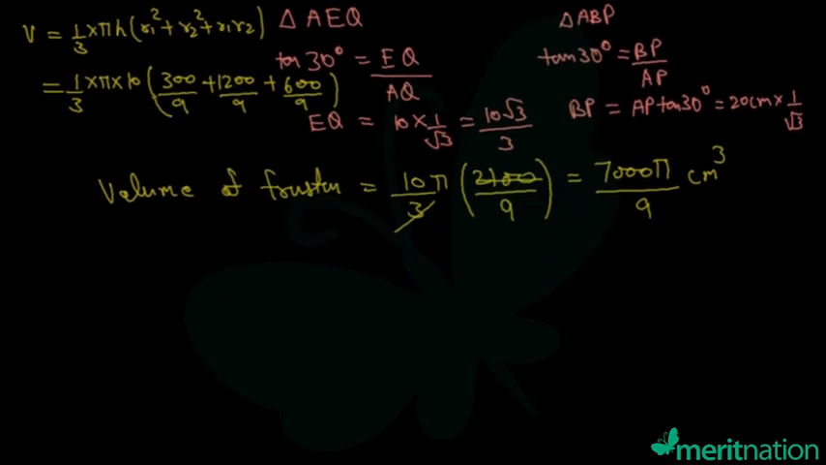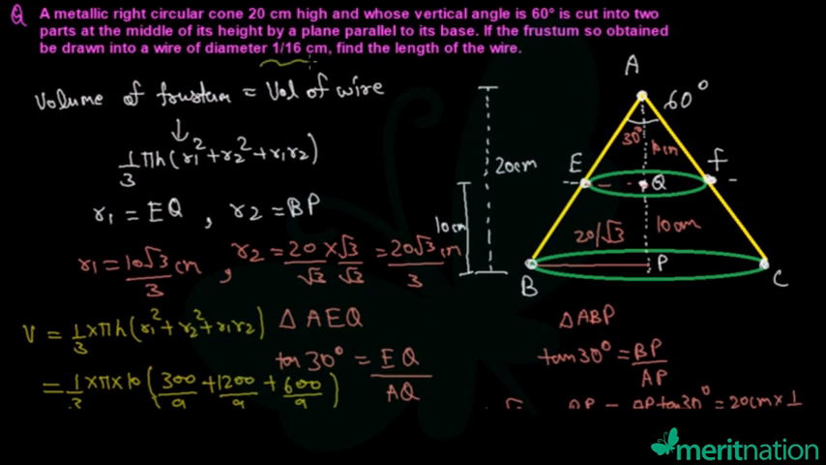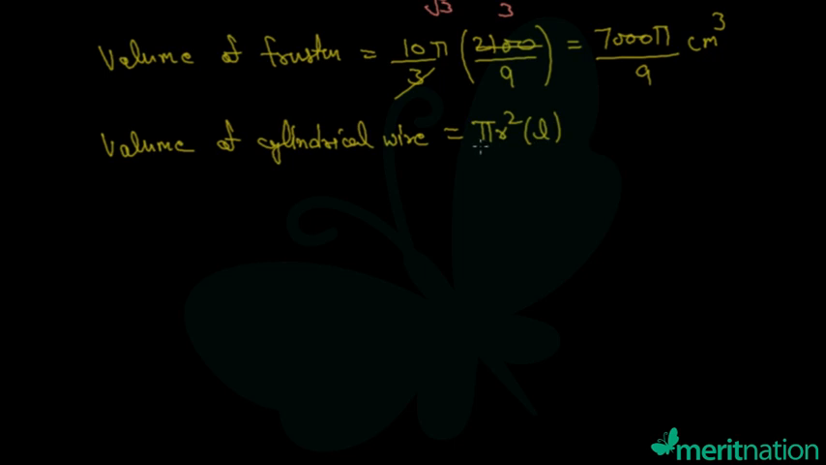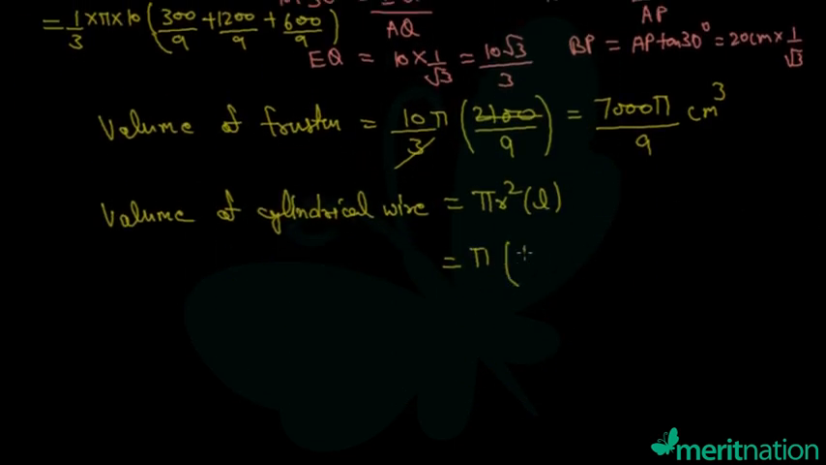Now the same volume of frustum has been used to make a cylindrical wire. For the cylindrical wire, the diameter is known to us, 1/16 centimeters. Length is unknown. So the volume of the cylindrical wire would be pi r square into its length. The diameter is 1/16 centimeters, so the radius would be 1/32. So pi (1/32) square into L is equal to the volume of this frustum, 7000 by 9 pi centimeters cube.